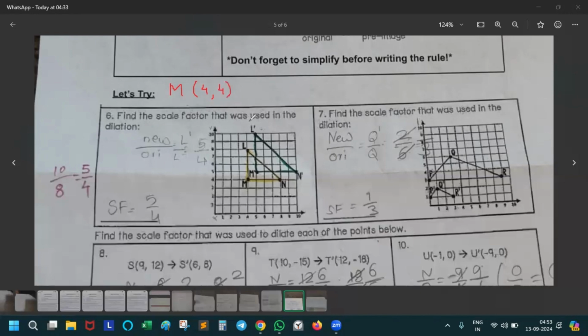Okay. Now, what is the image of M? So what is M prime? M prime, yes, it's 5, both 5. Fantastic. Okay. So now think about how you can get 5. So 5 is equal to some number times the original 4. So what do you think this number should be?